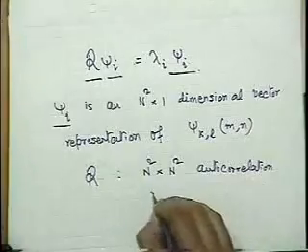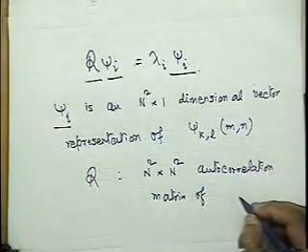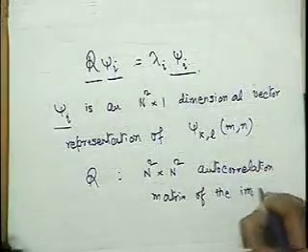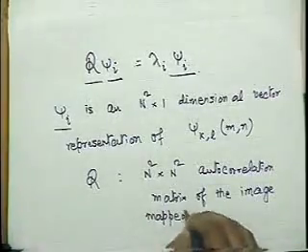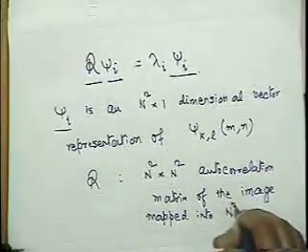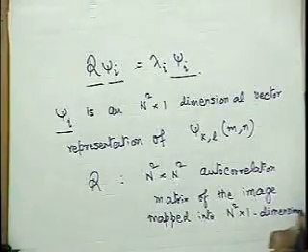Autocorrelation matrix of what? This is the autocorrelation matrix of the image, not the image in the two-dimensional form, that is to say not the image in the N by N form, rather the image when mapped into the N square by 1 dimensional vector.